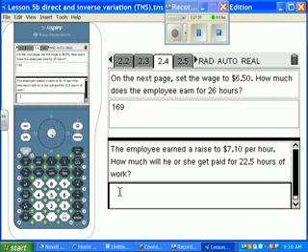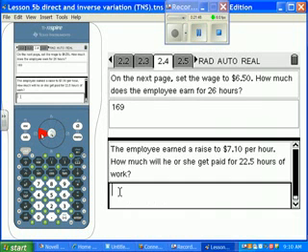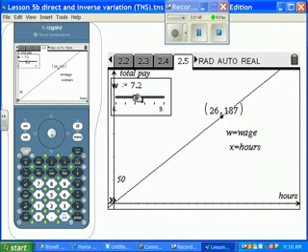168. Okay, the employee earned a raise to $7.10 per hour. How much would he or she get paid for 22.5 hours of work? So let's go to the next page. What did we just say the amount was? $7.10. So move your slider to $7.10. It should be $159.75.